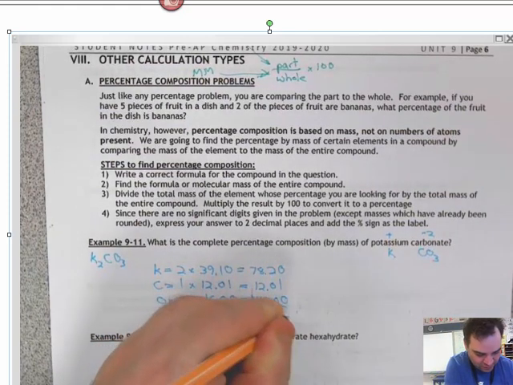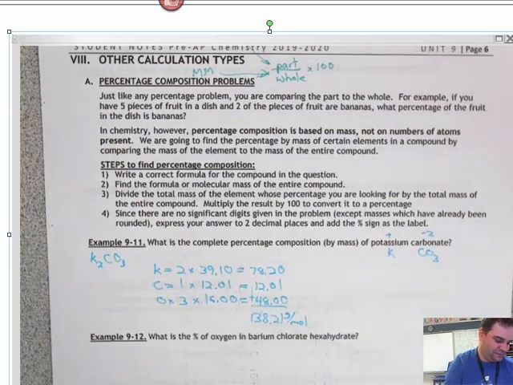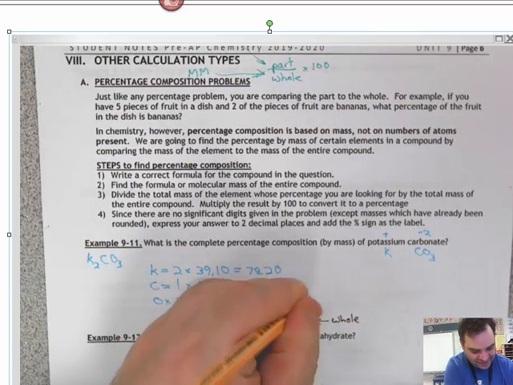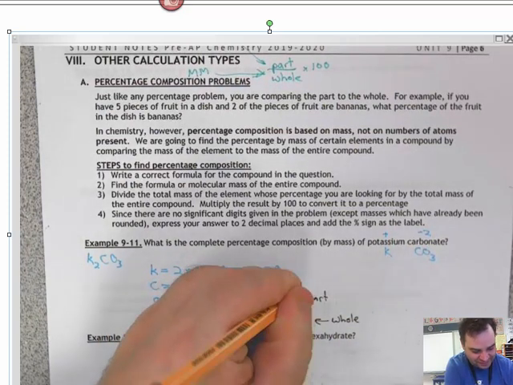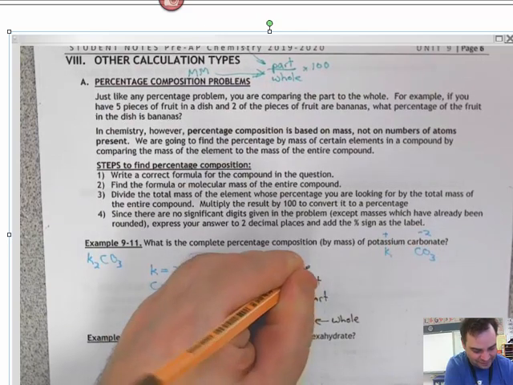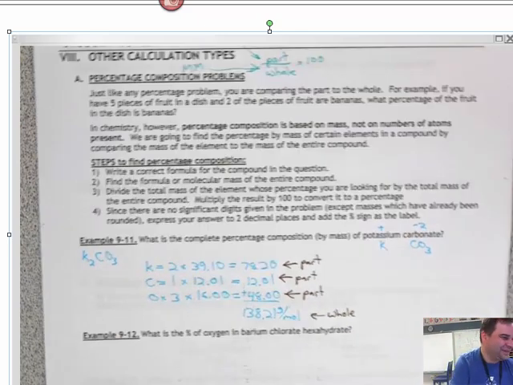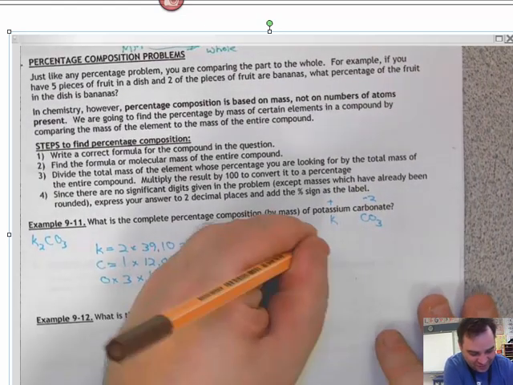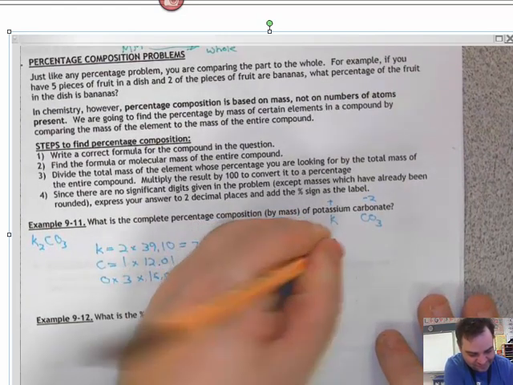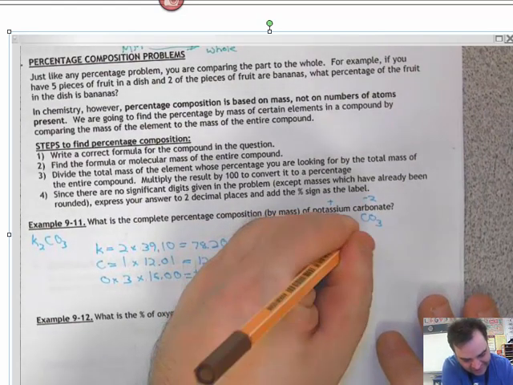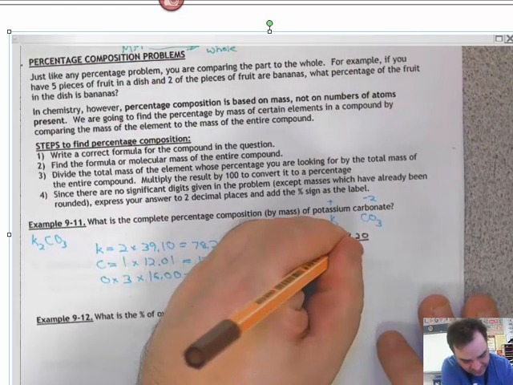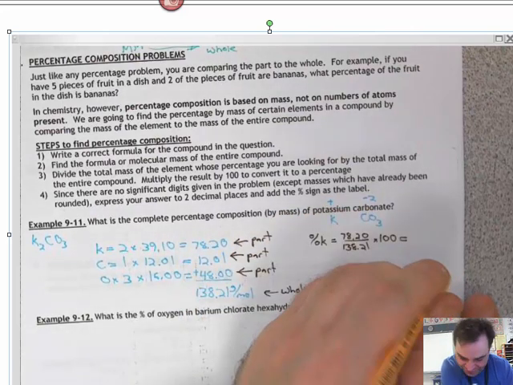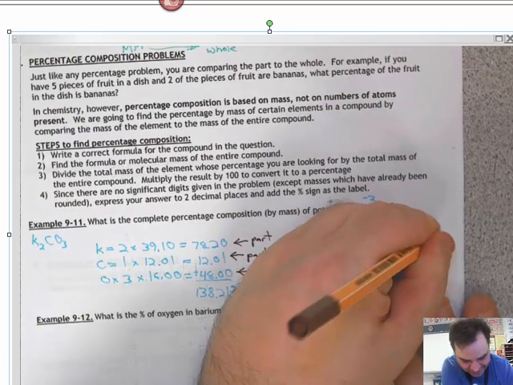So this is 138.21 g/mol. This is what I would call the whole. This is a part. This is a part. This is a part. Okay? So then, why did I not leave myself enough room to do this? I'm going to do percent K. 78.20 over 138.21 times 100. And I end up with 56.58% K.